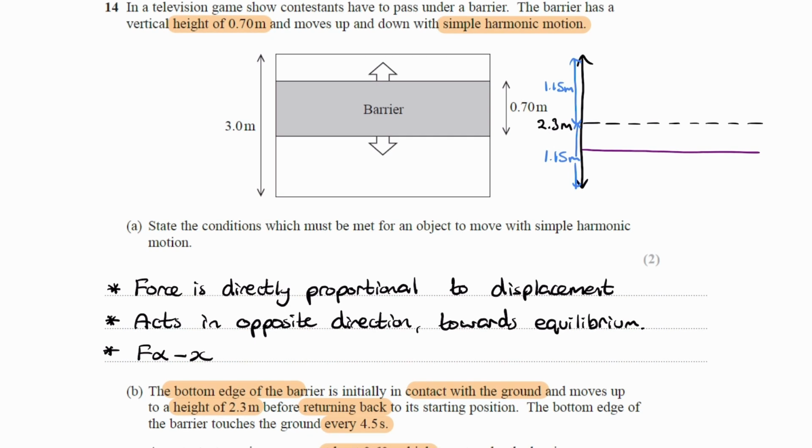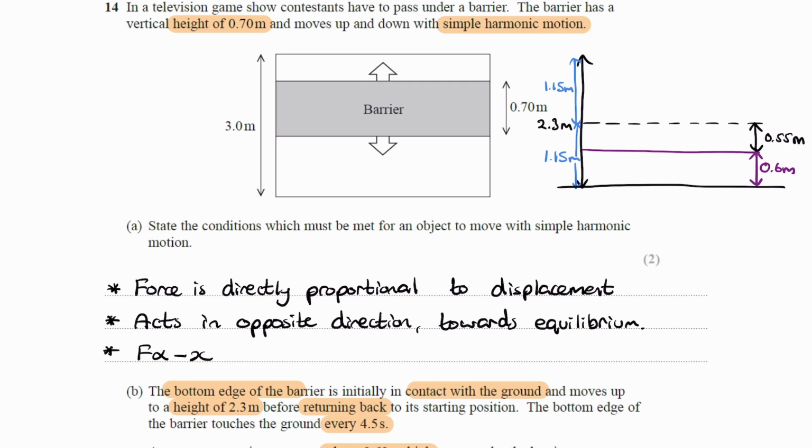Let's say the purple line represents the bottom edge of the barrier, and this black line represents the ground. We know the barrier is 0.6 meters above the ground, so it's 0.6 meters above the ground at that critical position where the contestant has enough space to get underneath. This means that the displacement from equilibrium, so this line here, would be the 1.15 meters minus the 0.6. That will be this distance here. So that will be 0.55 meters.